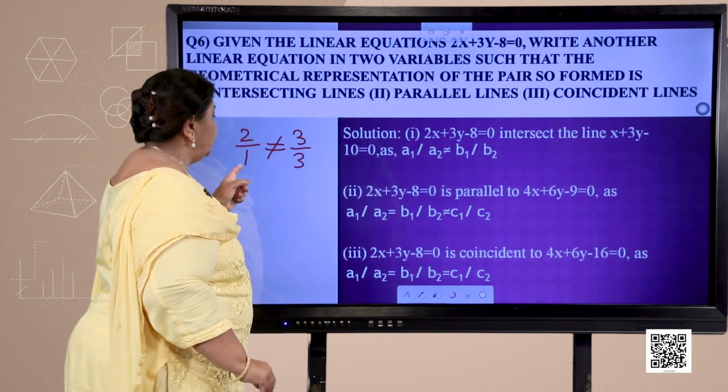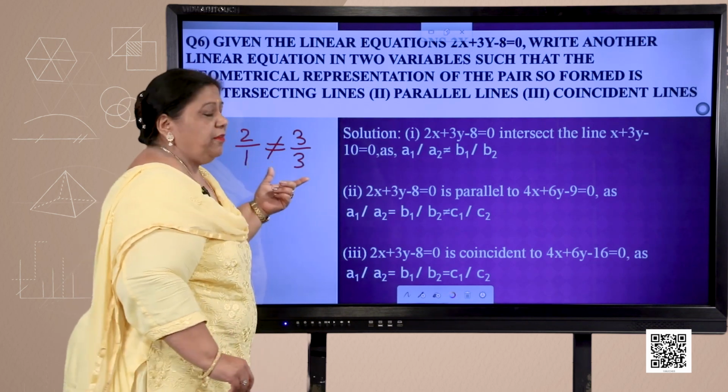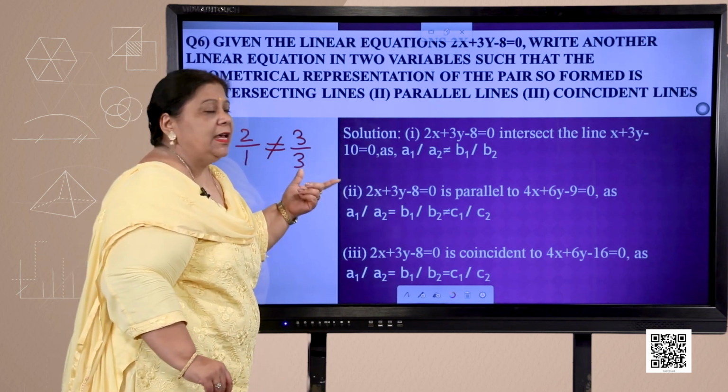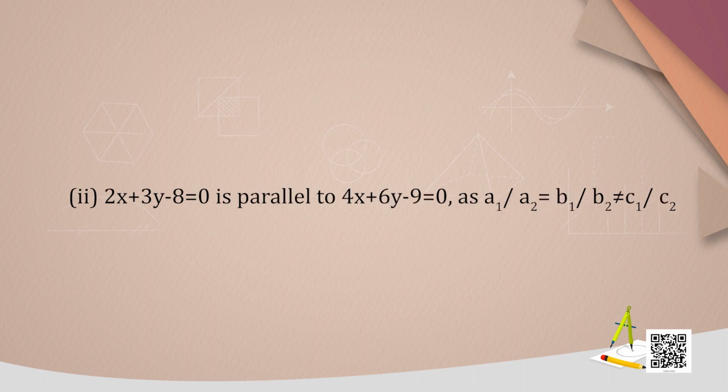So, we can see 2 upon 1 is not equal to 1. So, in this way we can get many examples and we can have many possibilities of framing linear equations to give us intersecting lines.